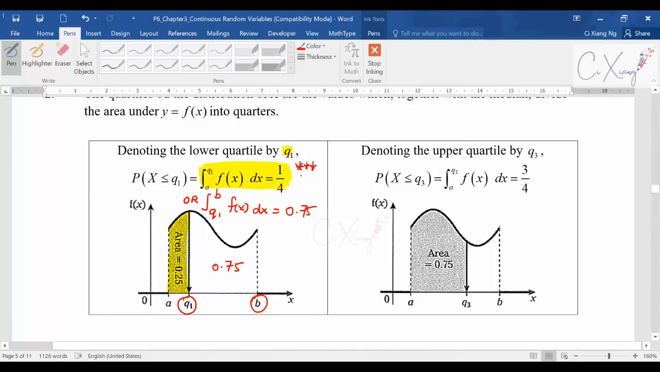Sometimes you may realize that when you integrate like this, it is easier to get the answer, then you can do it like this. Alright. Then for Q3, it is the same thing. Q3 covers the first 75% of your whole set of data. So when you want to find Q3, integrate from the smallest value until Q3, and you let it equal 3/4.